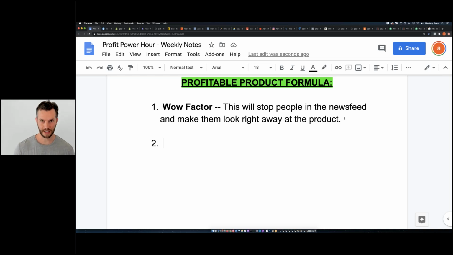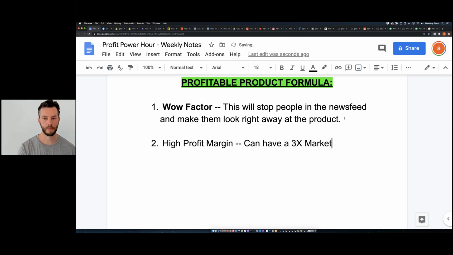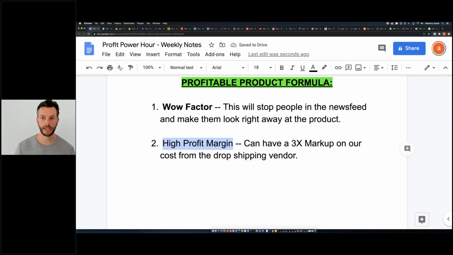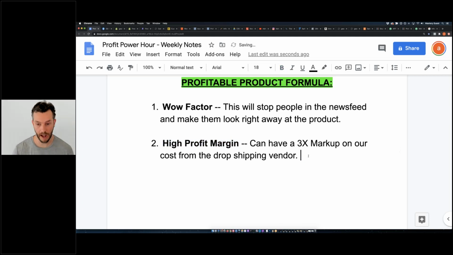Now, the next thing that we want to do is find something that we can mark up, probably about 3x. So I would say a high profit margin. We want to find something that we can mark up 3x, so we can have a 3x markup on our cost from the drop shipping vendor. It could be 2 to 3x, but preferably 3x. That is a solid profit margin to have on a product.